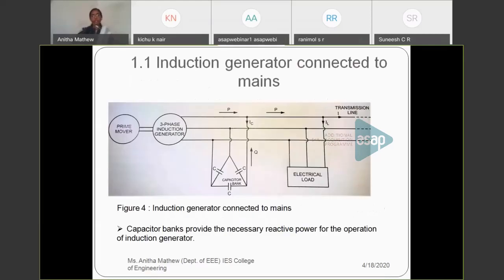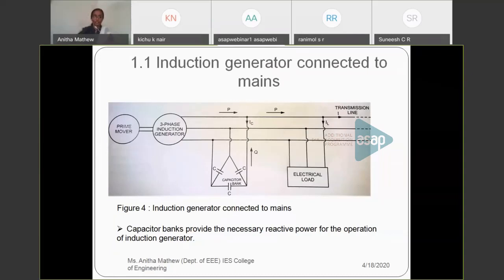We'll move to the types of induction generators. Okay. Induction generators are of 2 types mainly. One is the induction generator connected to mains. The second one is the self-excited or isolated induction generator. The induction generator connected to mains is otherwise known as the grid connected induction generator.